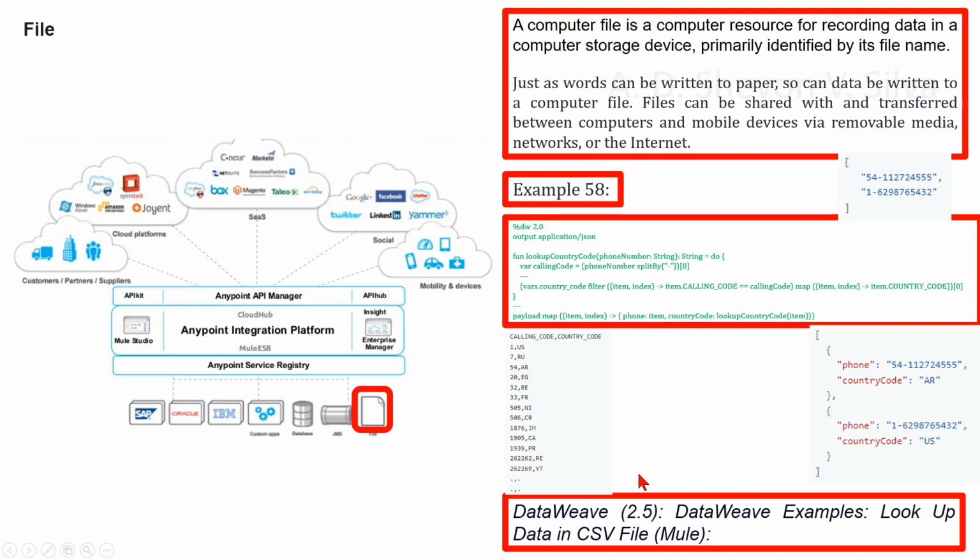Now we are considering lookup data in CSV file Mule in data view examples in data view 2.5. This data view example uses the filter with map to look up the CSV file and return the country code for each calling code found in the input array of the phone numbers.